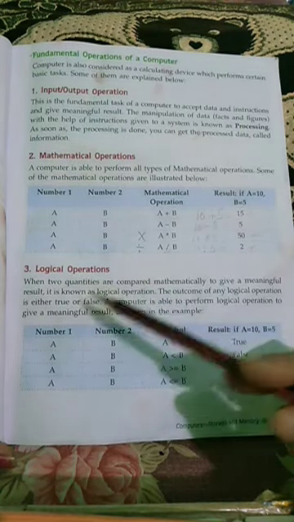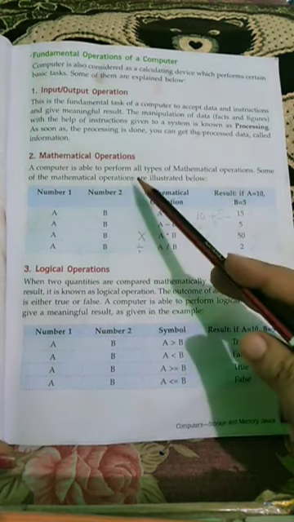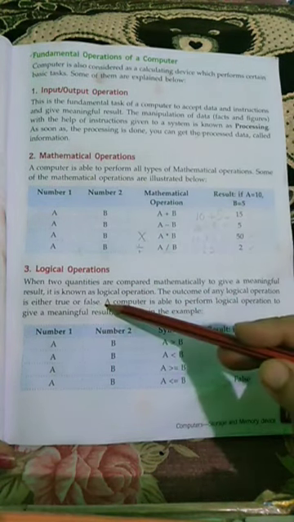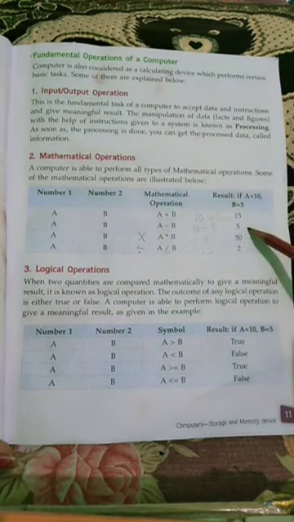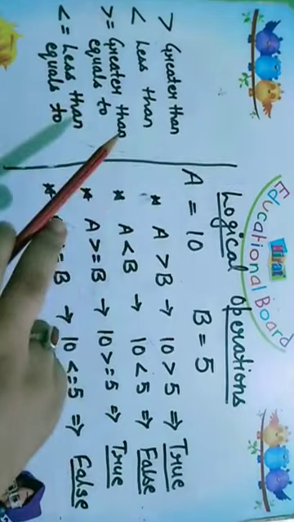Now children, in logical operations, we compare two quantities together. Now, there is a difference between mathematical operation and logical operation. Let us see what. Mathematical operation always gives the result in the form of numbers, but in logical operation, we can see the result comes out in the form of either true or false. Let's understand the logical operations with the help of few examples.